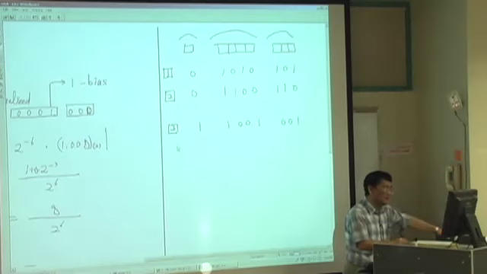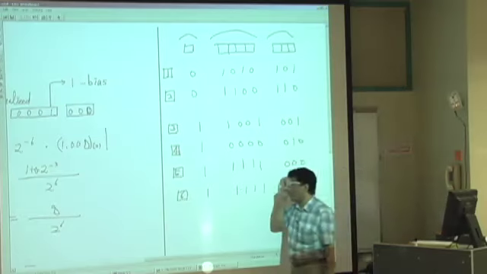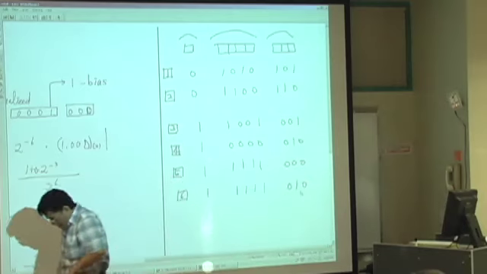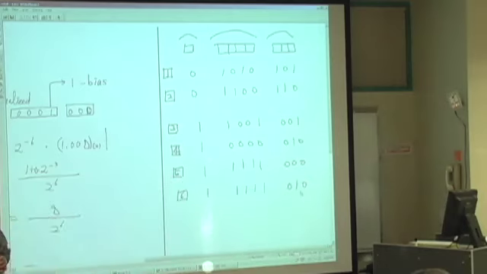And then fourth number is 1, 0, 0, 0, 0, 0, 1, 0. And fifth number is 1, 1, 1, 1, 1, 0, 0, 0. And sixth number is 1, 1, 1, 1, 1, 0, 1, 0. So please find all these 6 numbers. And if you can find all these 6 numbers, then you successfully follow everything.